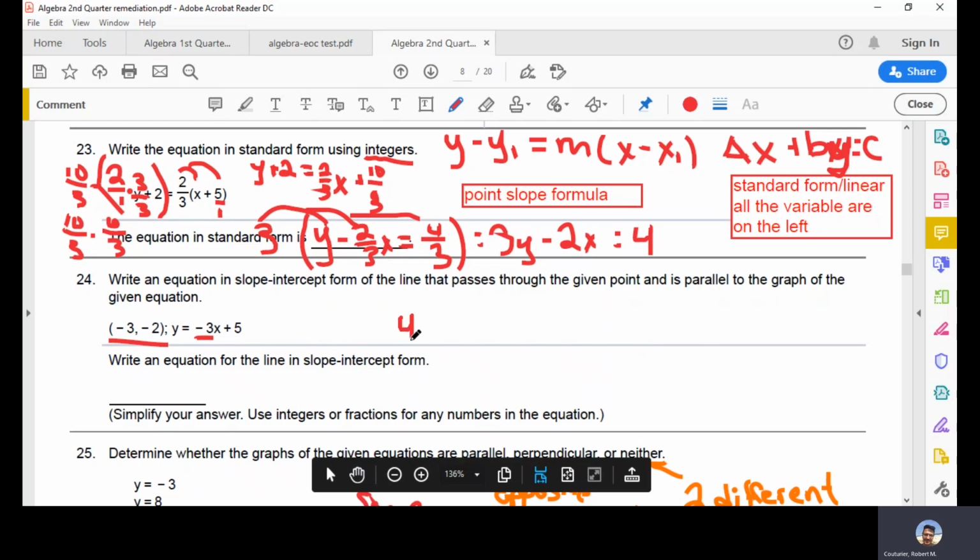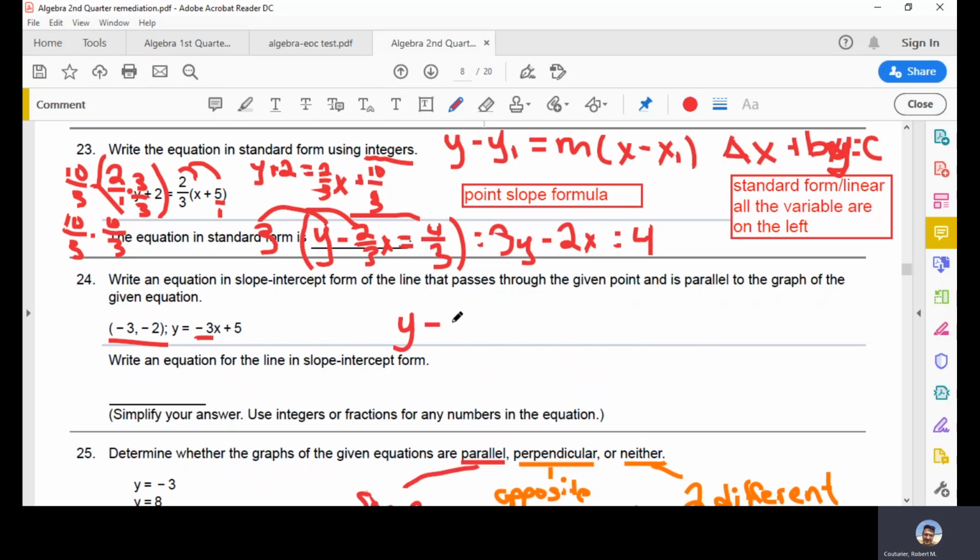Notice what's weird about our points they gave us. Notice I'm putting parentheses here for a reason. We have to be careful. Do you see it? I know I see it. We have -3, -2. So if we are looking at that -3, -2, we have to be very, very careful.